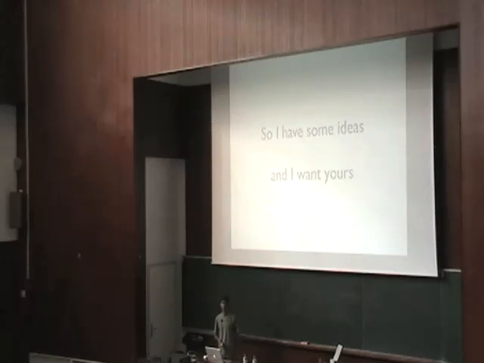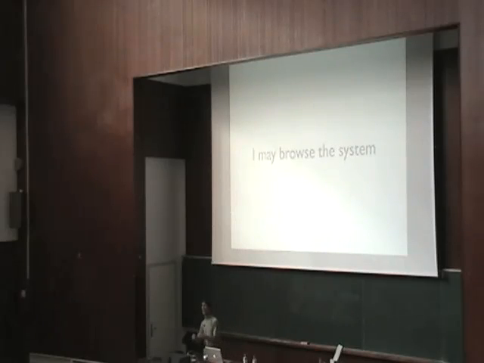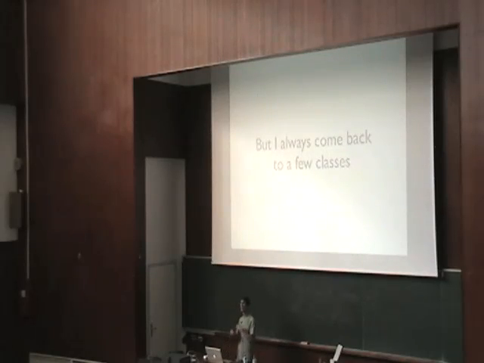The first item I want to talk about is focus. When I code, what do I do? I do one thing at a time, and I think the user interface should be the same, to be efficient. Coding is task-oriented, you do one thing. Sometimes I may browse the system, go in one direction, looking for a package or a class. I may backtrack and try another direction. I always stumble upon things that interest me. But in the end, I always come back to a few classes, a few methods, and I'm always working on this little set of classes and methods.